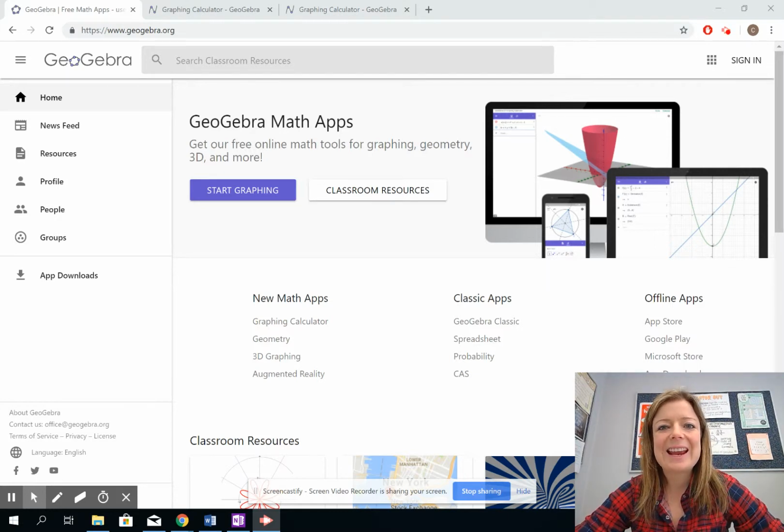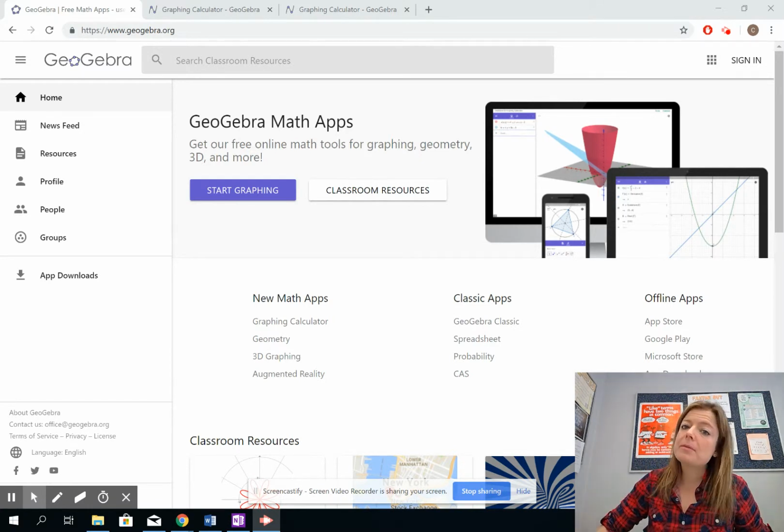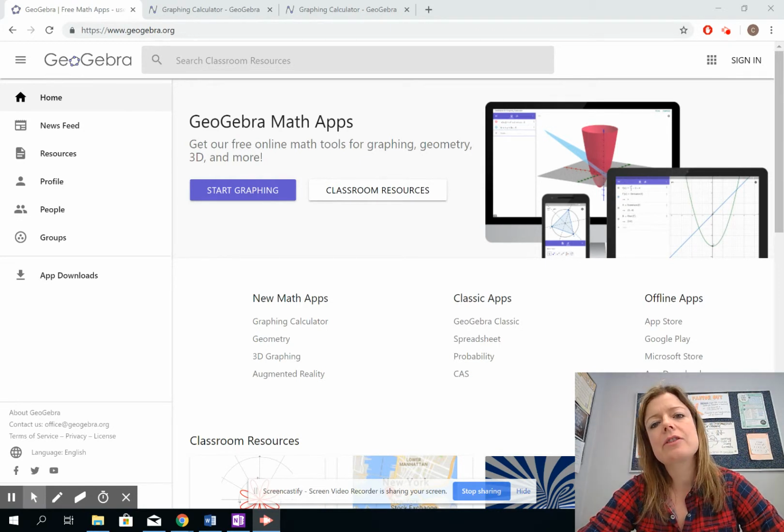Hi, grade 10s. Today we are going to be taking everything we learned about medians and perpendicular bisectors and distance and applying it to more difficult problems, some that are maybe in the real world and some that are just exercises to get you used to problem solving with these techniques.